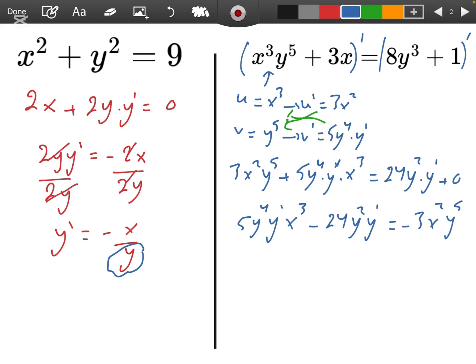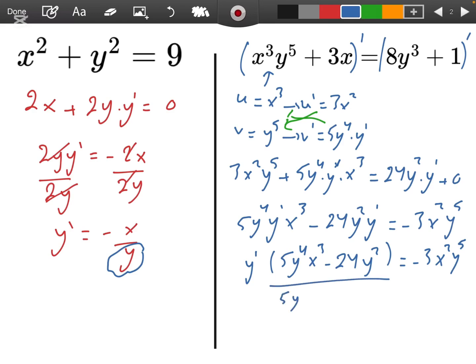GCF y prime. I don't care if there is something common. My concern is y prime. So y prime GCF, and what's left is 5y^4 x^3 minus 24y squared is equal negative 3x squared y^5. Divide by 5y^4 x^3 minus 24y squared. Divide both sides by the same.